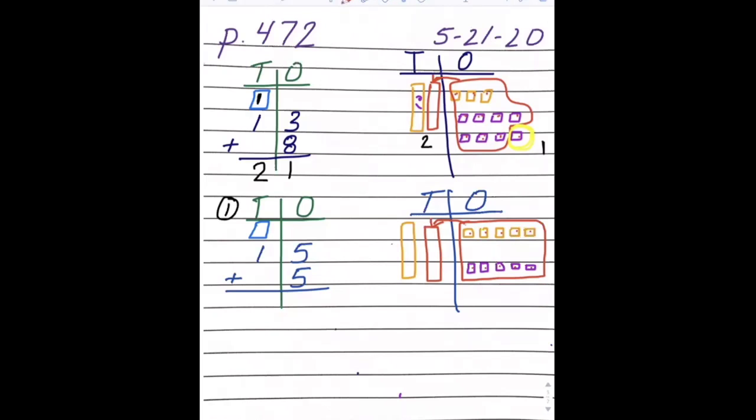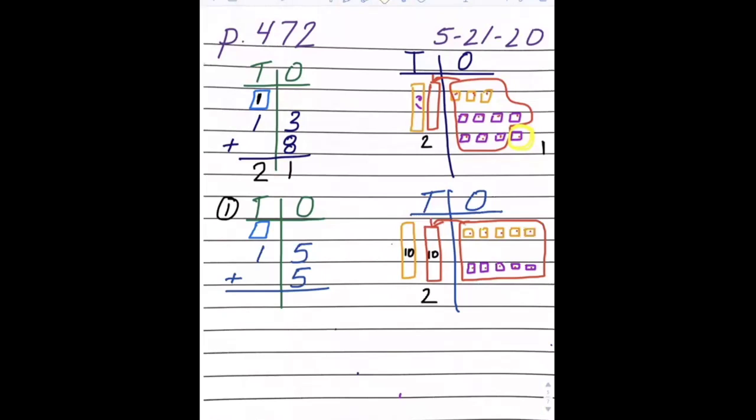Now, how many groups of 10 do I have, boys and girls? I have one group of 10 and another group of 10. So that means I have two groups of 10 and I don't have any ones left here. Okay, so now five ones plus five ones equals 10 ones. But can I write 10 here? No. Okay.